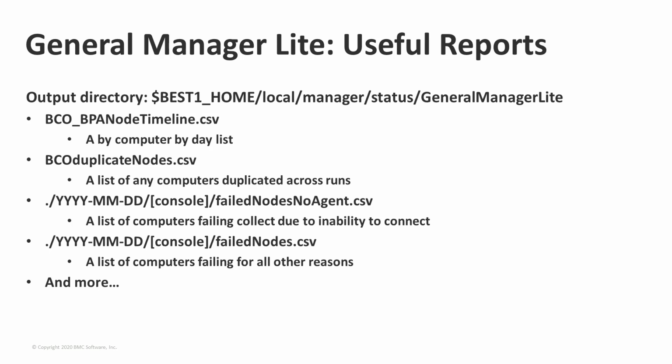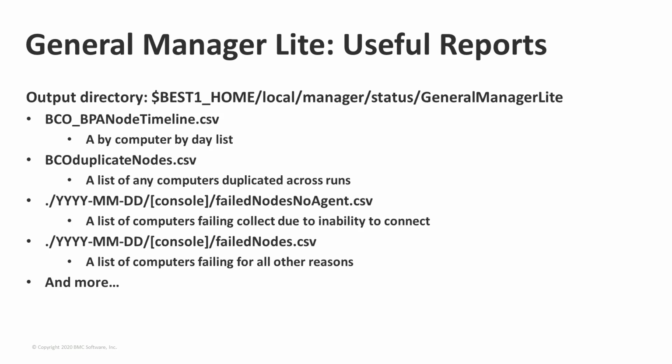If there's a searchable error code associated with the failure, and there will be for data collection and data transfer problems, it includes a link directly into a knowledge article that describes that error code. This file is in CSV format, so it can be loaded into Excel and transformed, say, via a pivot table, to do really useful data processing flow analysis for debugging purposes. The BCO duplicate nodes file lists computers which are duplicated across manager runs, since a computer should only be part of a single manager run.